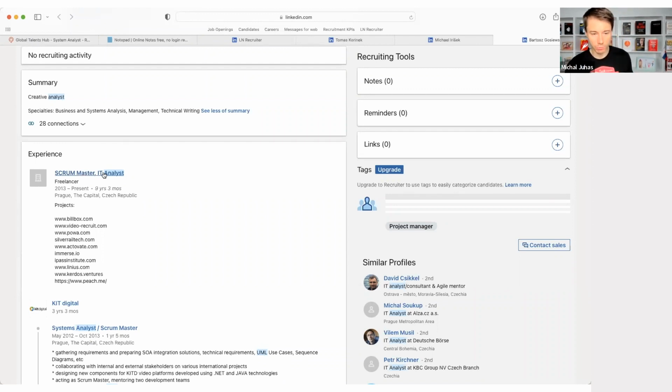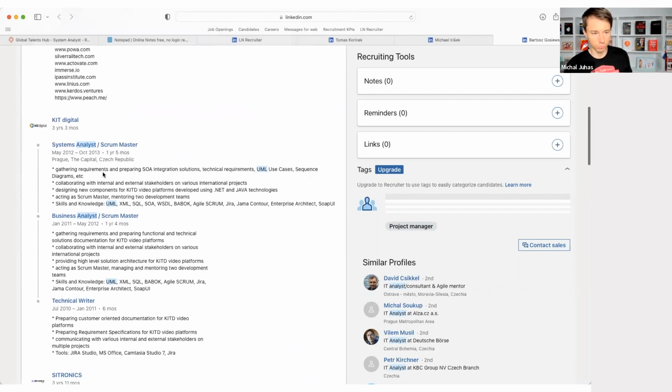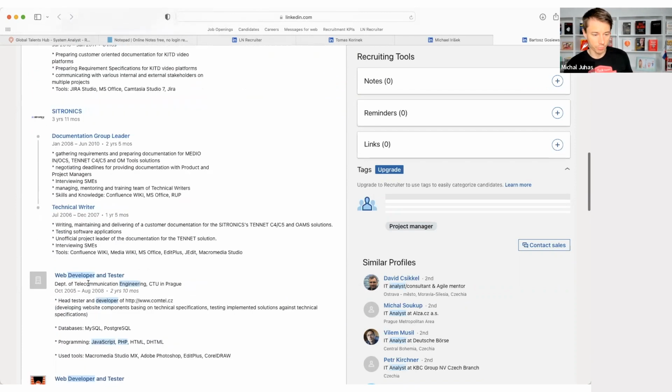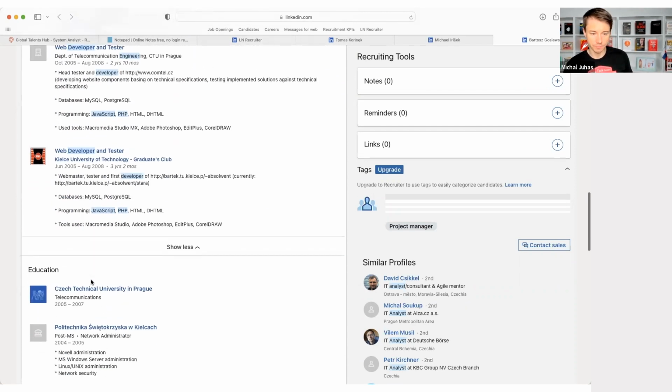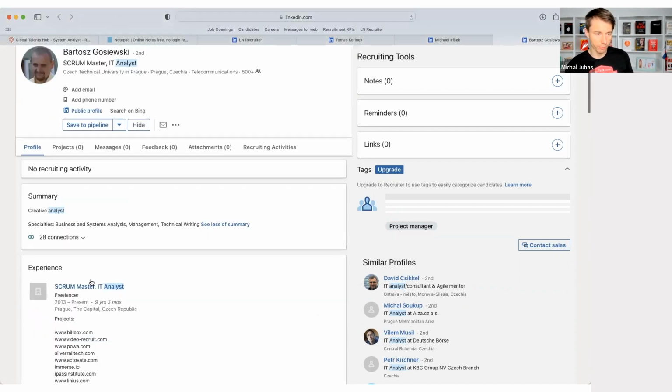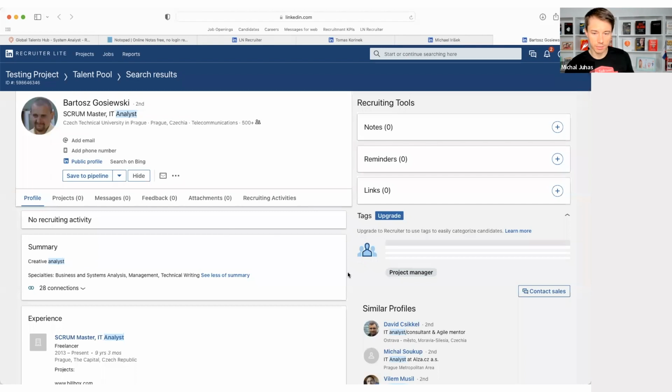But when we expand his profile, then we see he would be a good fit because he was an analyst before, he was a Scrum Master before, he was a developer with JavaScript, PHP. Awesome. So this is so far probably the best profile, senior as well. So I don't know, what do you guys think? But not bad, right? Business and system analysis, management, technical writing.